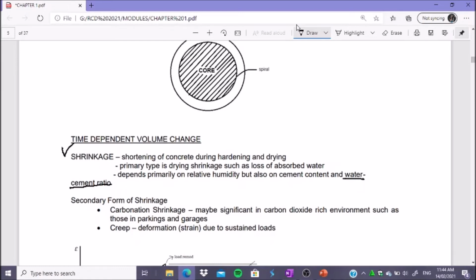Okay. So then we have here the second form of shrinkage, carbonation shrinkage, and ito yung creep. Itong creep naman is a type of deformation due to sustained loads. Ibig sabihin yung loads na hindi natin nahalos, sustain siya for how many years, then magkakaroon ng cracks yung concrete. Ang tawag natin doon is creep. Pag nag-crack siya due to drying or loss of absorbed water, shrinkage yan. Siyempre, mainit, di ba?